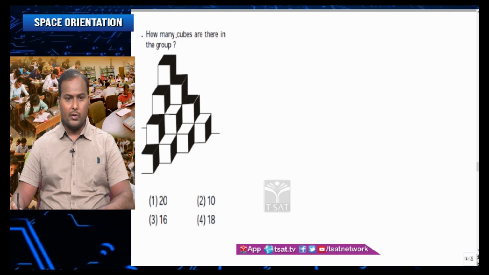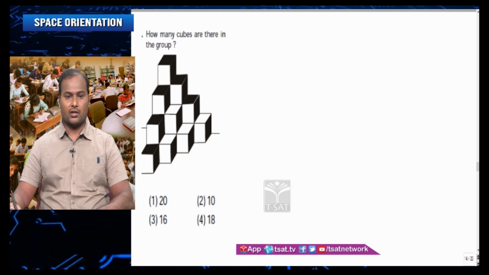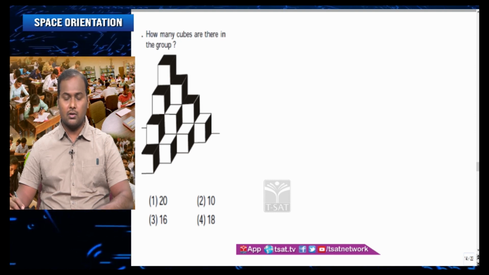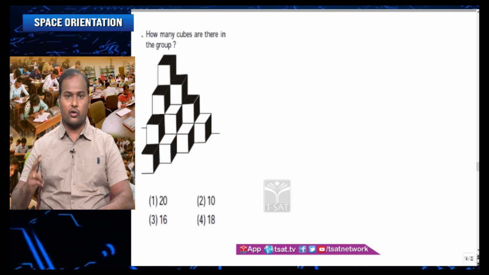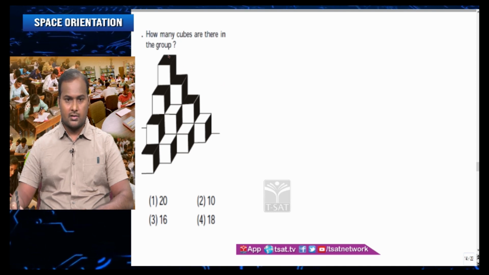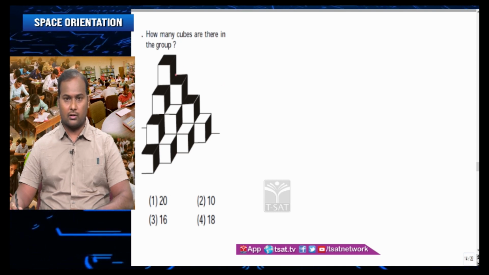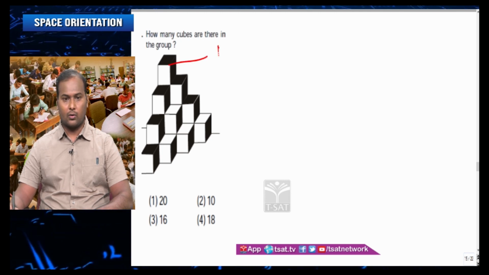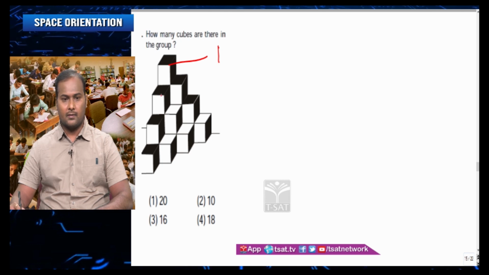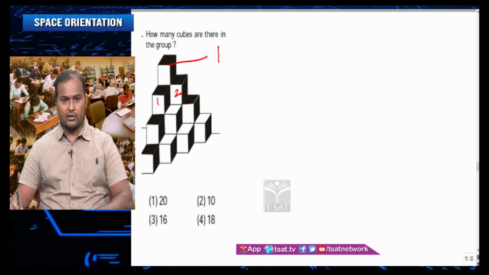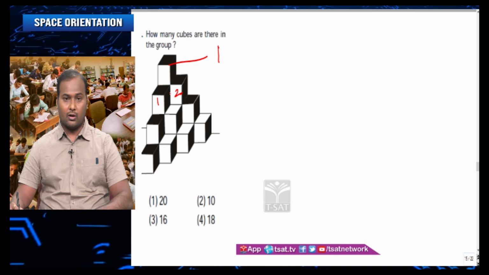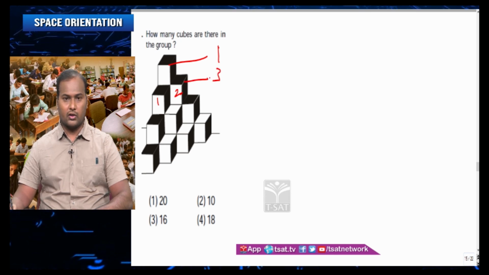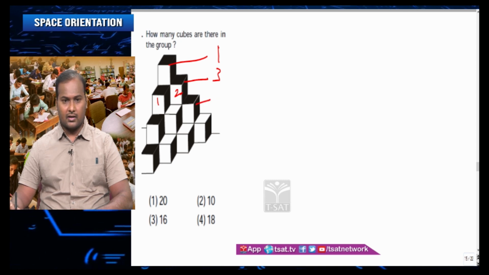In this question, how many cubes are there in the group? So you need to count. Here also all the cubes are not visible for you. Some cubes are not visible, but we need to imagine the cubes that are not visible also. See here, we try to count from top to bottom or bottom to top. So for ease, I am counting from top to bottom. On top, how many cubes here? 1. See the next layer. In this layer, how many are there? See, this is 1 cube. This is the second cube. Below this one cube, you have one more cube that is not visible. So obviously here, how many cubes are there? 3 cubes are there.